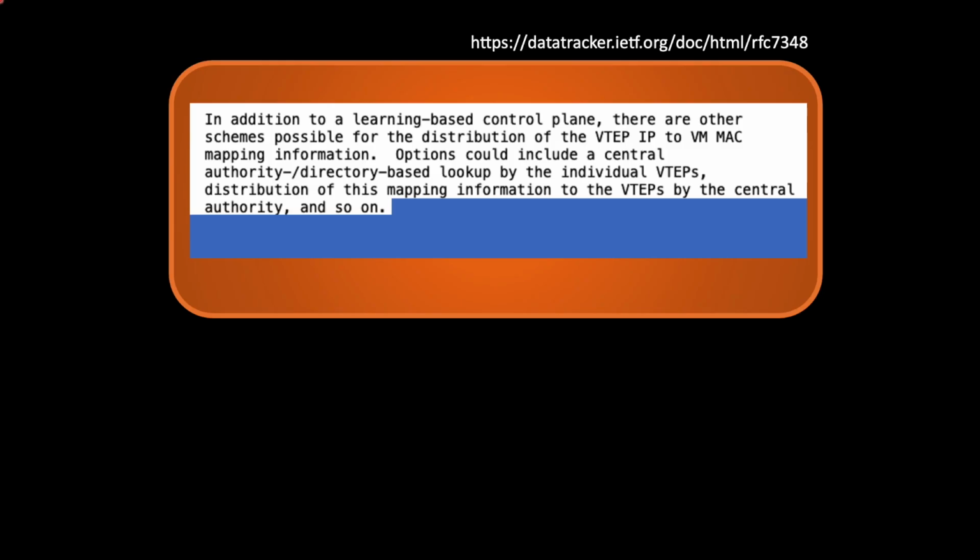So if we have a look at the RFC for VXLAN, we see that it does suggest, and this is a quote from it, a control plane for the distribution of VTEP IP to MAC address mapping information. So this mapping information that we're previously learning via the data plane, let's use the control plane for this to give us a view of the network. And the option it offers up is a centralized authority, a directory-based lookup for the individual VTEPs with that distribution mapping information. So this is kind of like having a central brain that the VTEPs would all be speaking to, and they would push up their MACs, I guess. Is how it would work.